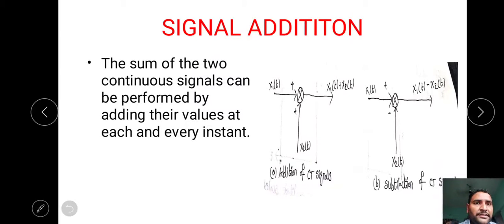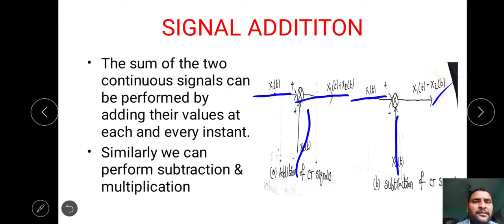This is just a graphical representation. We have given x1 of t, x2 of t. By adding those two, we get x1 of t plus x2 of t. By subtracting those two, we get x1 of t minus x2 of t. Just a general concept. Similarly, we can perform subtraction, multiplication, and division. Same concept: we add the given two signals at each and every time instant to get signal addition; we subtract at each instant to get subtraction; we multiply at each instant; we divide at each instant. This is called signal addition, subtraction, multiplication, and division.